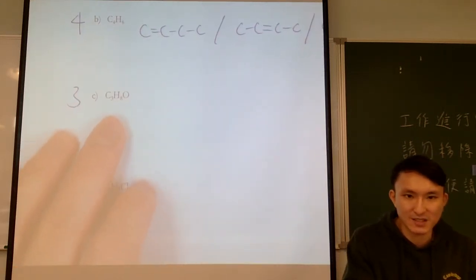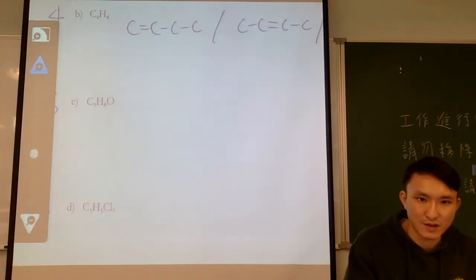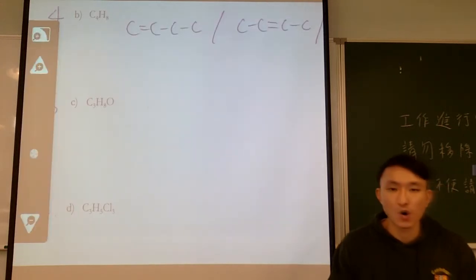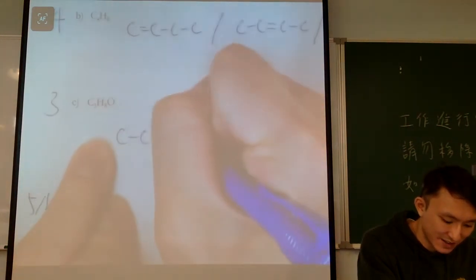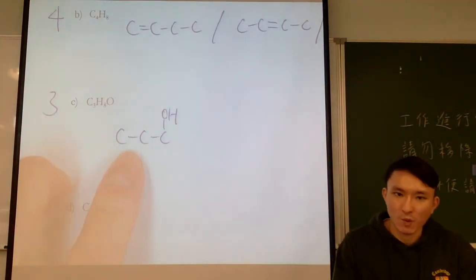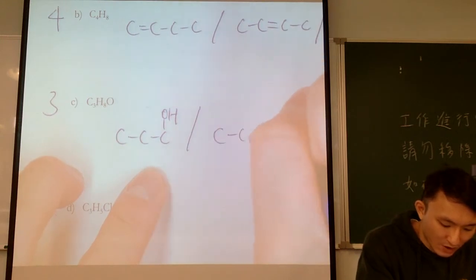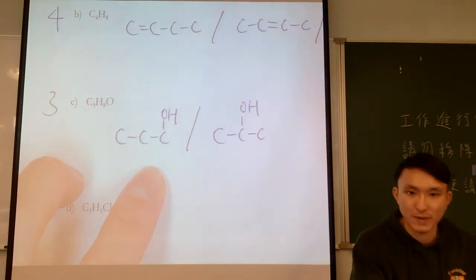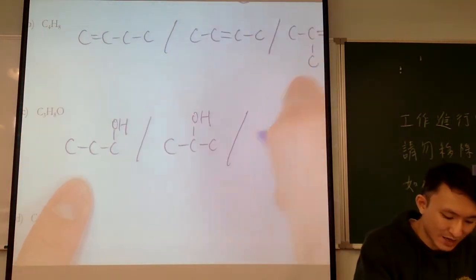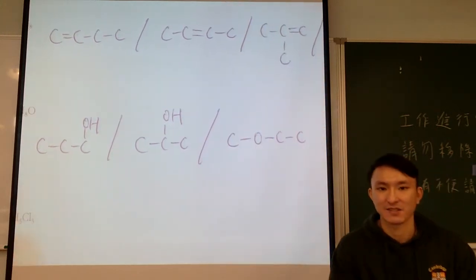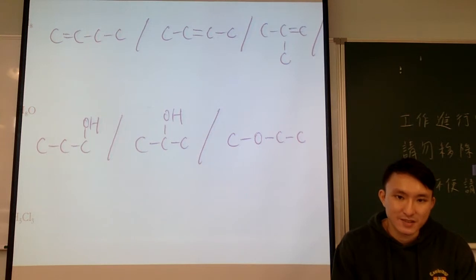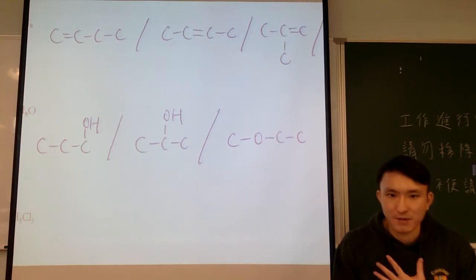Now this one, C3H8O. Now if you are smart, you realize that there is no double bond. If there is no double bond, it is easier. It could be a propan-1-ol. When we have propan-1-ol, we may as well have propan-2-ol. And we can also have an ether, okay? Ether.